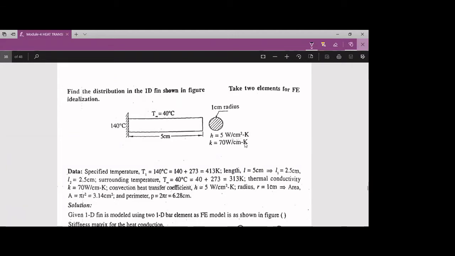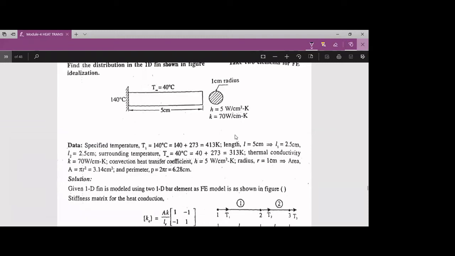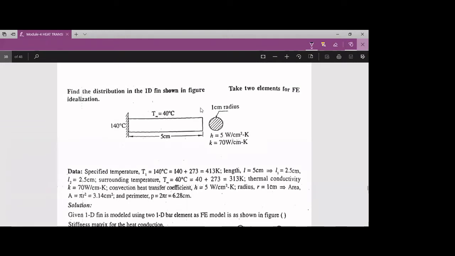Similarly, the conductivity of that particular material is given as 70 watt per centimeter Kelvin. Okay, now before going to do the analysis, let us consider all the values in one unit. Here the length and also the radius are in centimeter, so there is no problem, you can put it in centimeter. But before putting these dimensions in centimeter, you need to see for what length the heat coefficient and the conductivity values are given. Here centimeter is given, here also centimeter, so there will be no problem, you can consider the same units.